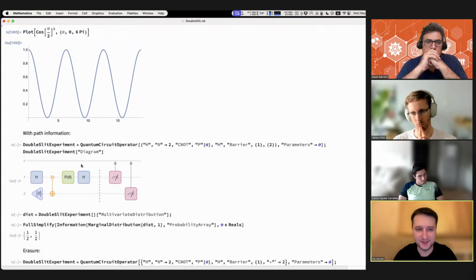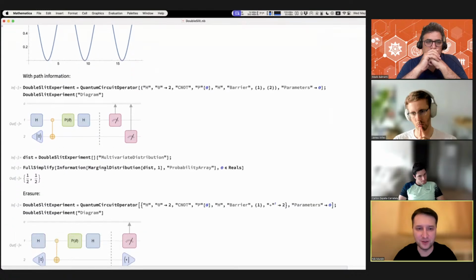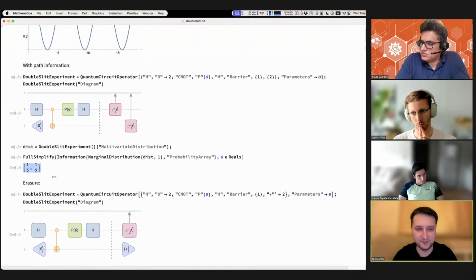As soon as you do this, nothing else has changed. You compute the probabilities for this photon and how they depend on theta, and you get no dependence on theta. It's just a flat, uniform distribution of points on the screen, so you see no interference. That's how you interpret this kind of setup.